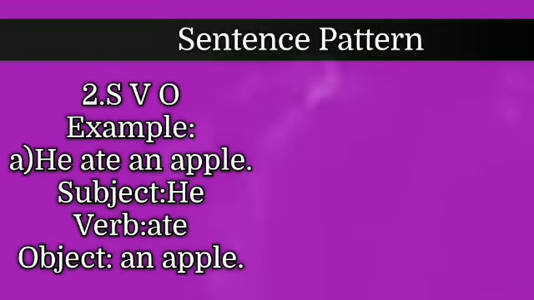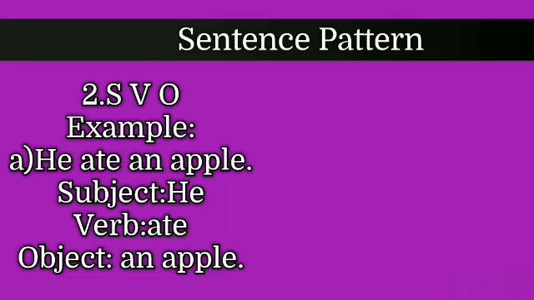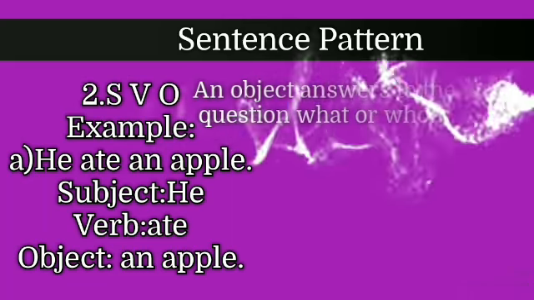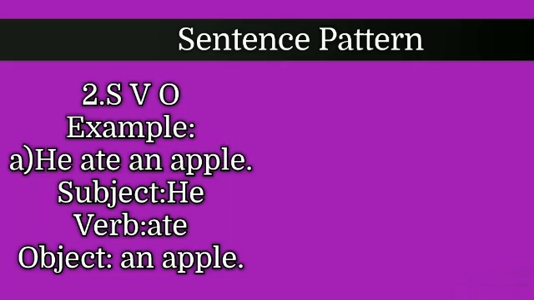Next sentence pattern is framed using subject, verb, object. Let's see an example. He ate an apple. Here, he is the subject, ate is the verb. An apple is the object. What does an object mean? An object answers the question what or whom. Here, what did he eat? An apple. An apple answers the question what. So, an apple is the object of this sentence.